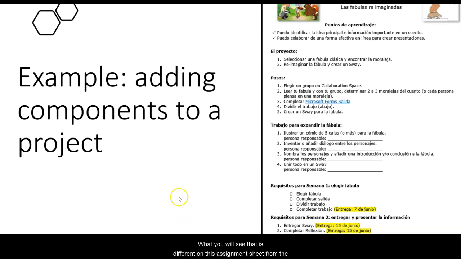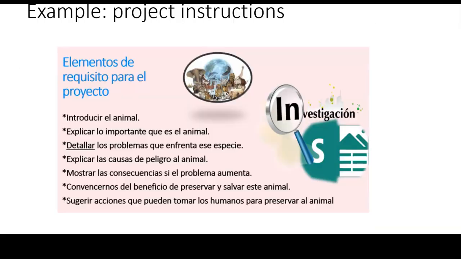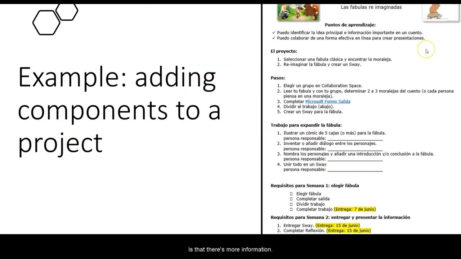What you will see that is different on this assignment sheet from the previous one is that there's more information. Here I have the learning targets at the top. I have the basic project. Select the classic fable and discover the moral. Reimagine your fable and create a Sway. The steps, very simple. Select your group. Read your fable with your group. Figure out 2 to 3 morals of the story.